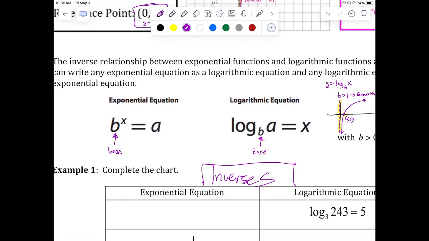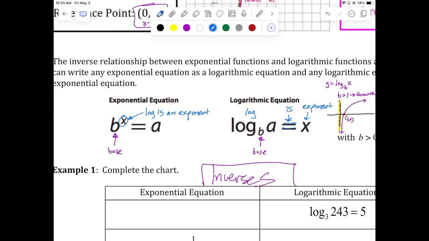But a log is, at its very core, an exponent. That's what a log is. A log is an exponent. So here we have the log, equal sign, that means is, right? And then we have x, which is the exponent.